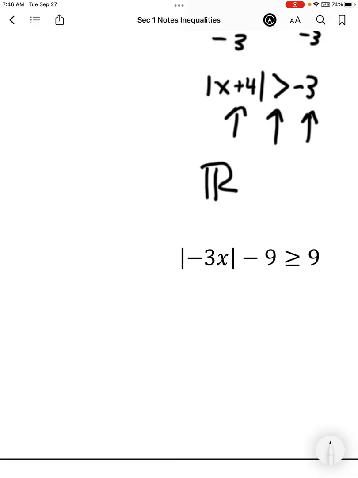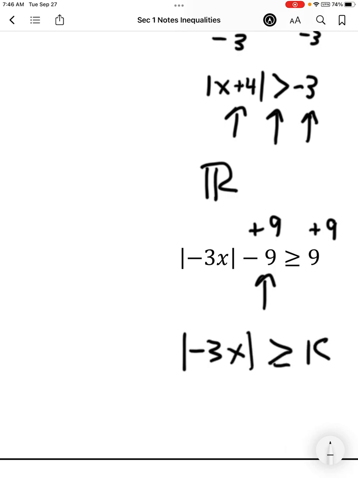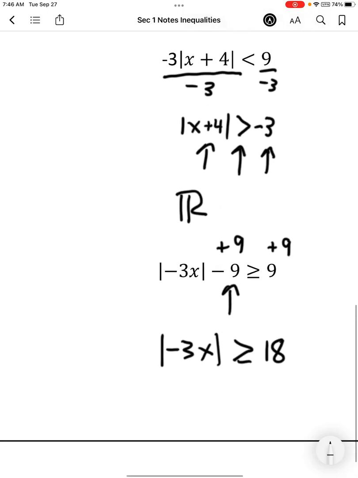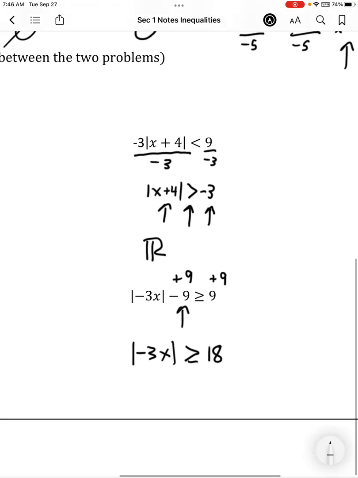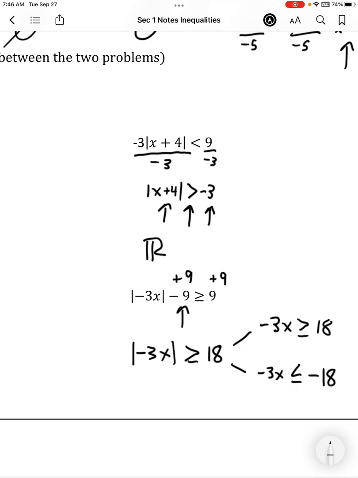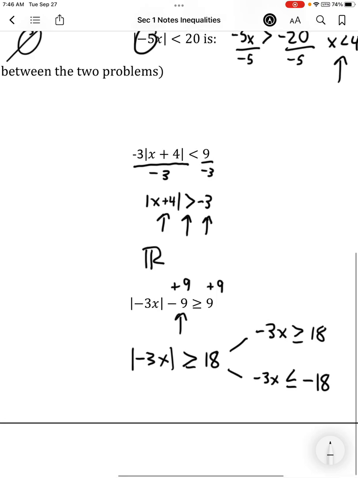Let's go ahead and do our last one. We got to get rid of the minus 9 before we can declare anything, so let's go ahead and add 9. That'll be the absolute value of negative 3x is bigger than or equal to 18. So now we're bigger than a positive, so this is just like what we did yesterday. We can split it into our two equations. Negative 3x is bigger than or equal to 18, and negative 3x is smaller than or equal to negative 18. If you flip the sign here, you have to flip the direction of the inequality.